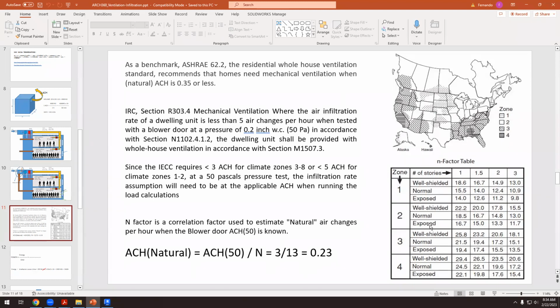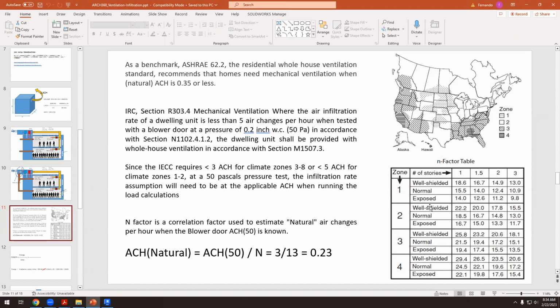So we have exposed buildings, normal buildings, and well-shielded buildings. For an exposed building, imagine a building at the top of a hill. This is a very exposed building because it's not protected at all, so the wind can blow in each direction.